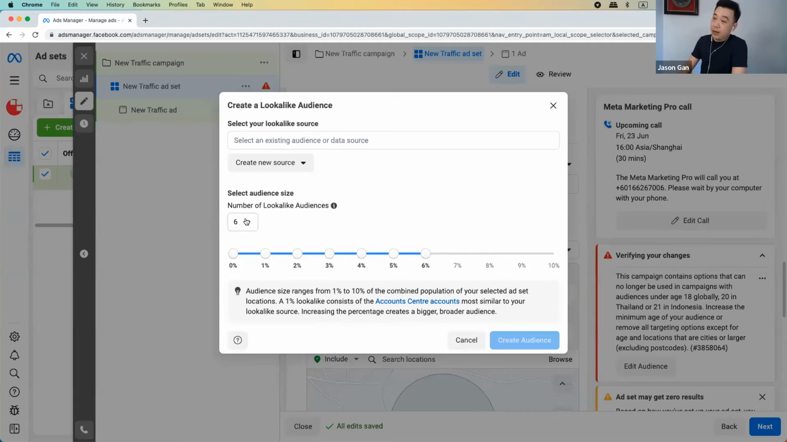If you are new to this, I would say stick to 1, and then you have the option of going by the percentage. So what is the percentage here? Read this carefully: audience size ranges from 1 to 10% of the combined population of your selected ad set location. For example, referring back to our example just now, Malaysia has about 30 million Facebook users. If you create a lookalike of 1%, we're going to get an audience of about 300,000. If you go for 2%, that's about 600, 700,000, and so on and so forth.